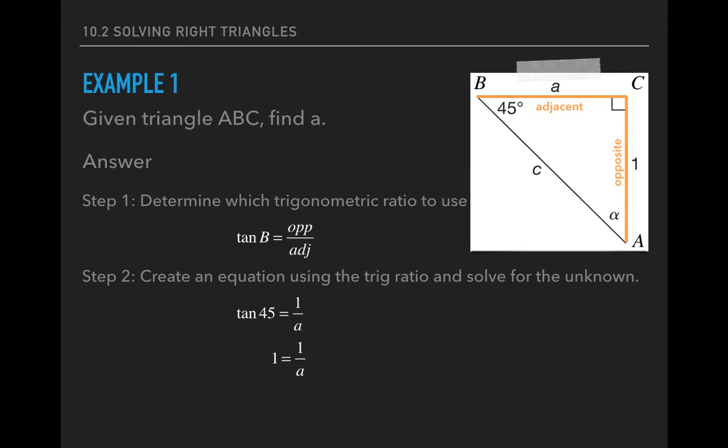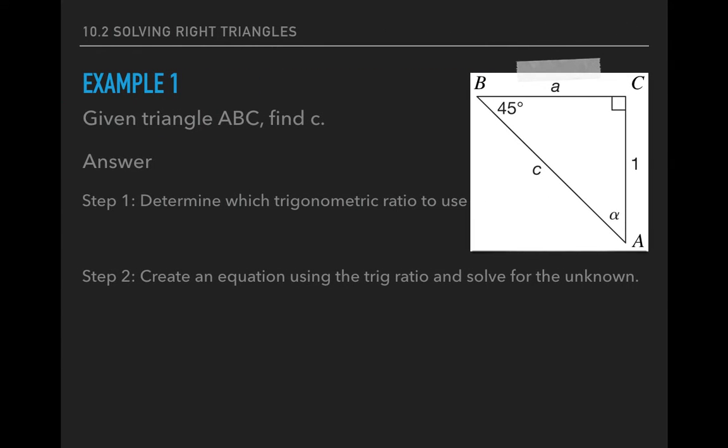Okay, but we still have to isolate A. We're going to cross multiply here. And when you do, you'll have 1 times A, which is really just A, equals 1 times 1, which is 1. So A is equal to 1. Side A is 1 unit long.